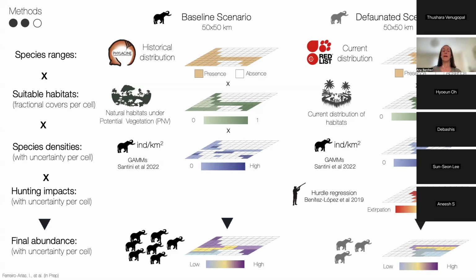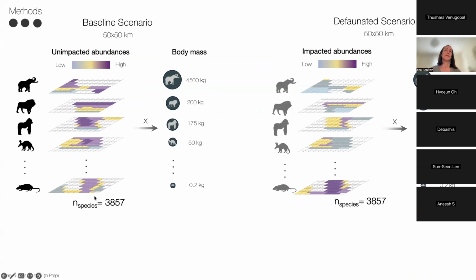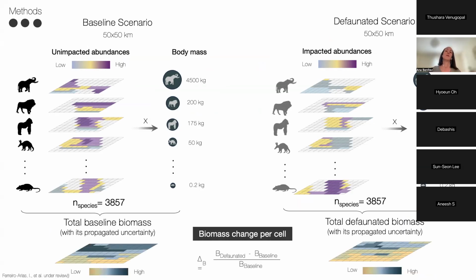So then in the end, we have, for each mammal species in the tropics, an abundance value for a baseline, non-defaunated, human-free, let's put it like that, scenario, and then for a defaunated scenario. When we combine for each of these the abundance estimates with their body mass, what we have is an estimate of how much biomass we have per species, but also when we stack them across the whole mammal community. So we have a total baseline biomass with no human impacts and a total defaunated biomass.